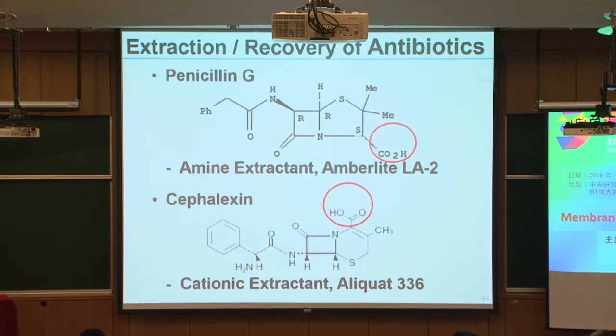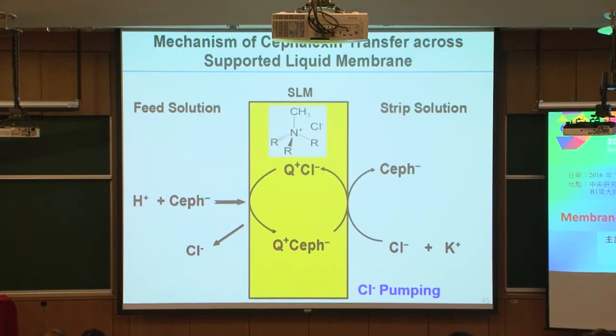We have applied this for the separation of penicillin G and sulforection. You can see they all contain a carboxylic acid group. Depending on the pH, we can convert this into a charged species. So here, the sulforection can carry the negative charge. This is at a pH of about 2.